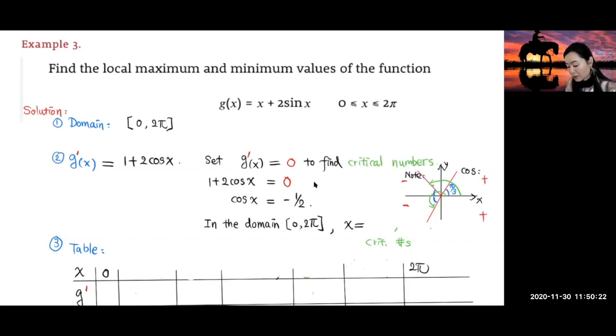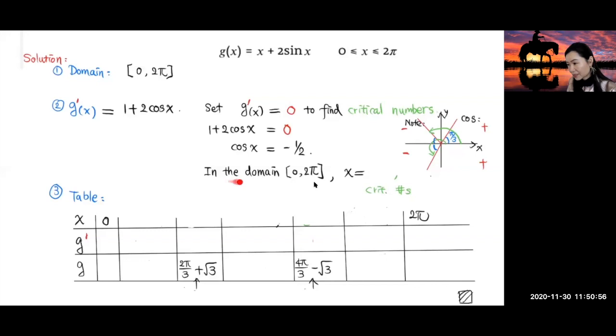Now, to find the critical numbers, we're going to set this first derivative equal to 0. Now, remember, cosine x is defined for all x, so this is never going to be undefined. So the critical numbers can only come from when you set the first derivative equal to 0. So we get 1 plus 2 cosine x equal to 0. So cosine x will be equal to negative 1/2. Now remember, we're focusing on this domain that's given, 0 to 2 pi. So in this 0 to 2 pi, cosine x equal to negative 1/2.